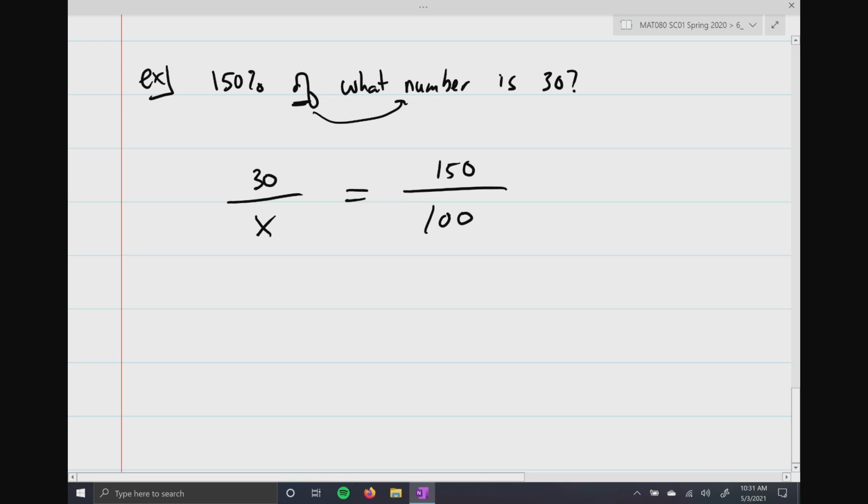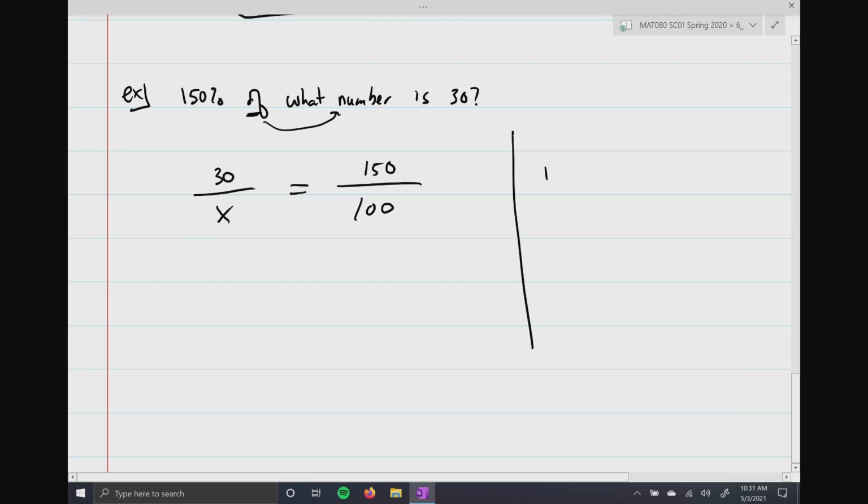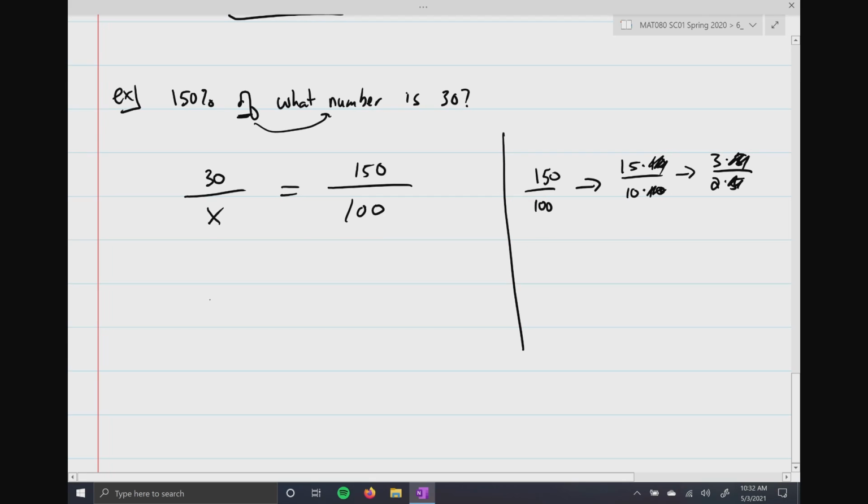Now, I'm gonna try to reduce if I can. So off to the right, the 150 over 100. This is what I'm doing inside my head. If I were you, I'd write it down. 15 times 10 is 150, and 10 times 10 is 100. Reduce the tens. 15 is really 3 times 5. 10 is 2 times 5. So I can reduce the 5s. So now I can rewrite my problem, make it look a little bit easier for me, as 30 over x equals 3 over 2.